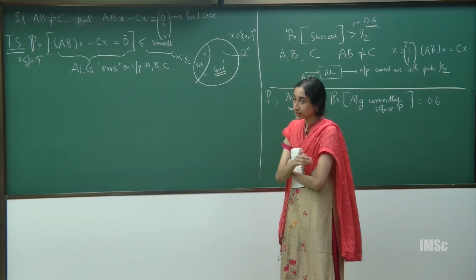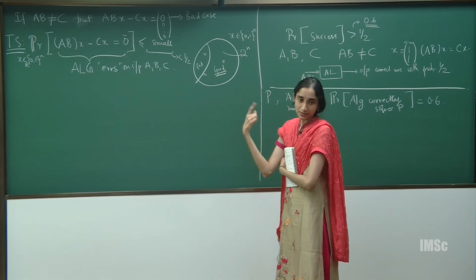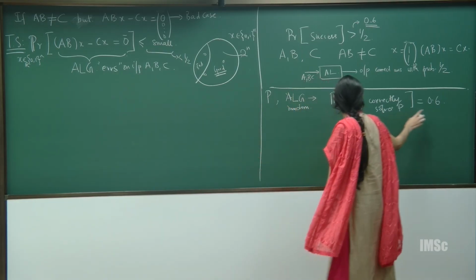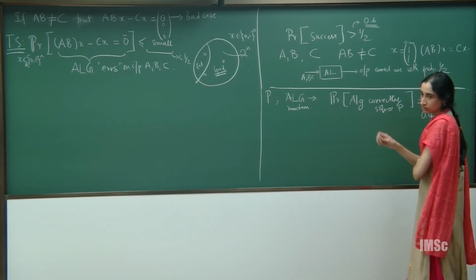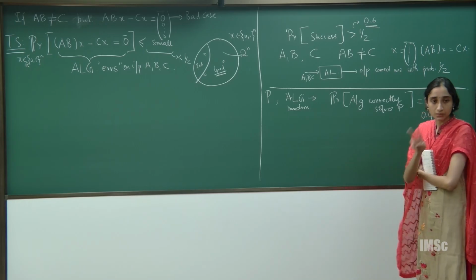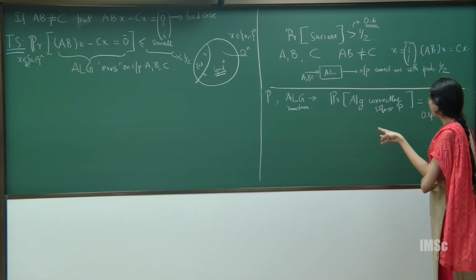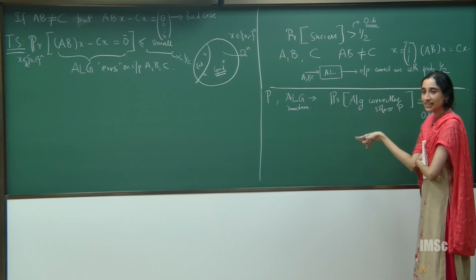And there is a way to bound it, because all these trials are independent. First trial, the probability that it is correct is 0.6. So the probability that it is incorrect is 0.4. I run the same algorithm twice. What is the probability that the first time it is incorrect and the second time it's incorrect?